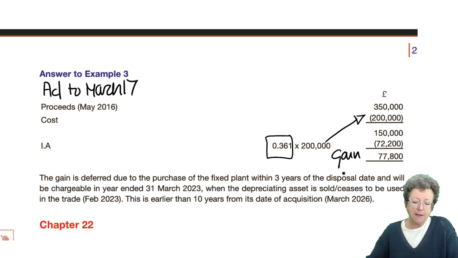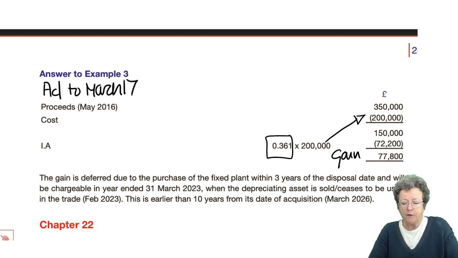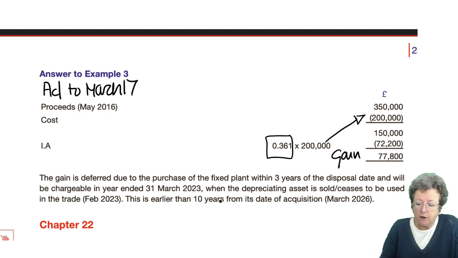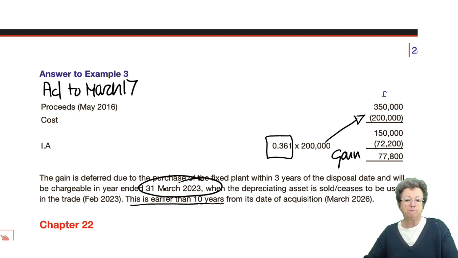77,800. Now the gain is deferred due to the purchase of plant and machinery within the 3 years, so it fulfills all the conditions for rollover and will be chargeable in 2023 when the depreciating asset is sold. Or ceases to be used in the trade, which is probably the same date, and this will be earlier than 10 years. So it will be chargeable in that period.